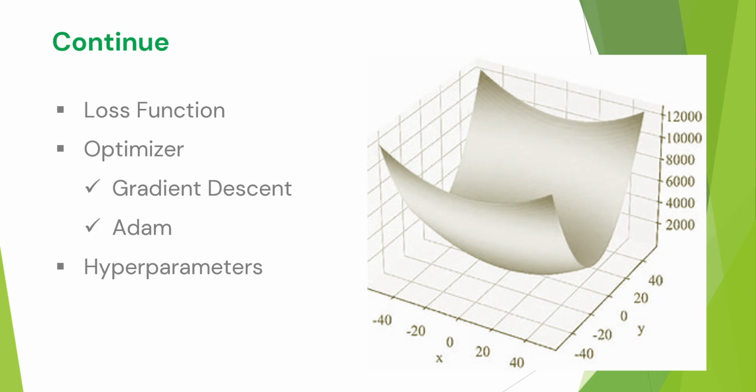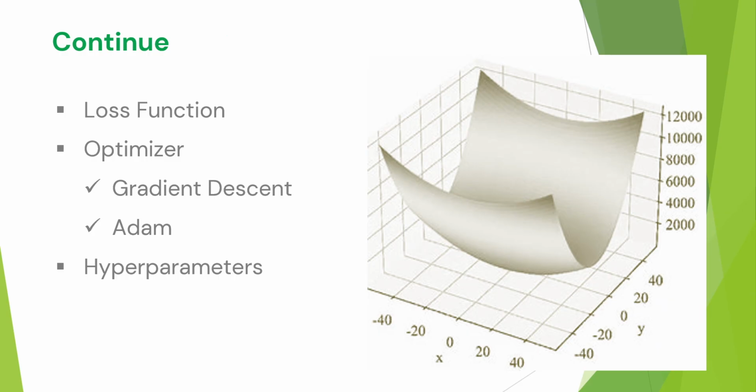So it helps in guiding the training process by minimizing this difference. Then optimizer is an algorithm that adjusts the model's parameters to minimize the loss function. And there are different types of optimizers, like gradient descent, which is a common optimizer that updates the parameters in the direction of steepest descent. Adam is the adaptive optimizer that adjusts the learning rate for each parameter.